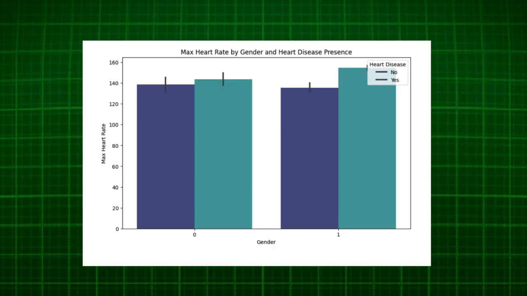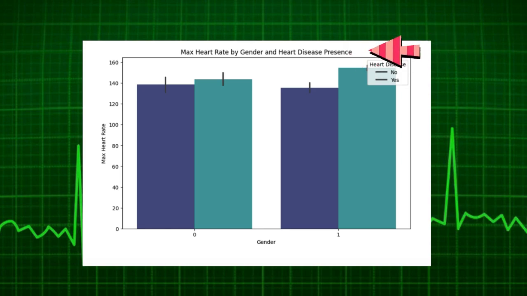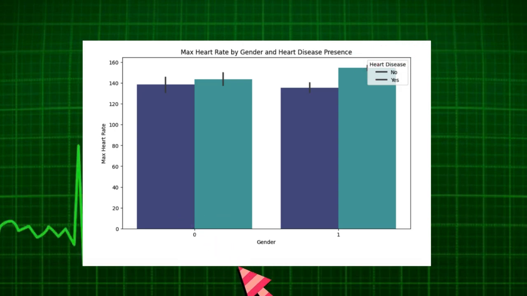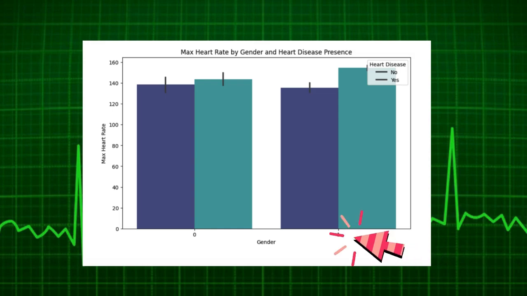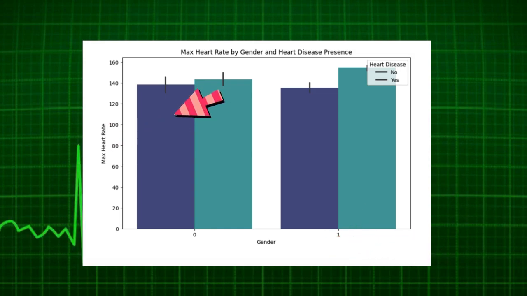Max heart rate by gender and heart disease presence. Here we look at the relationship between gender, heart disease presence, and maximum heart rate. In this bar plot, we will explore how these factors interact. Title and axis. The plot is titled, Max Heart Rate by Gender and Heart Disease Presence. The x-axis represents gender, where 0 is typically male and 1 is female. The y-axis shows the maximum heart rate achieved by the patients.